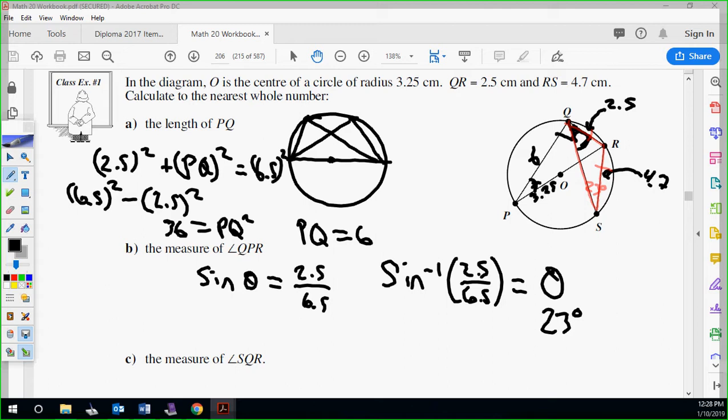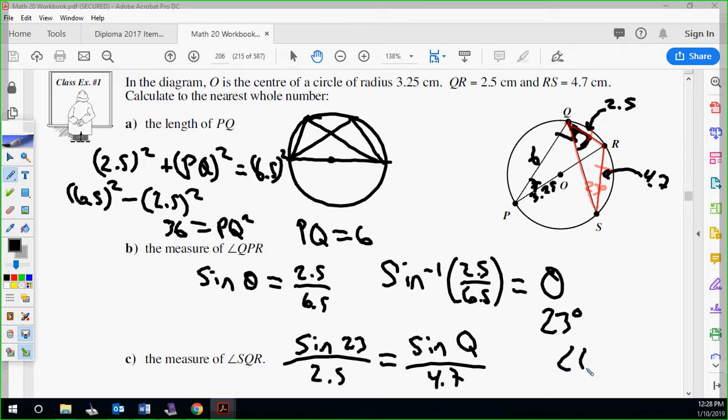So you would write it as sine of 23 over 2.5 equals sine of the unknown q over 4.7, and then we solve. We multiply by 4.7, and we inverse sine that answer. When you do that, angle Q, or SQR, same thing, is 47 degrees. Does anybody have any problems using the inverse or anything?